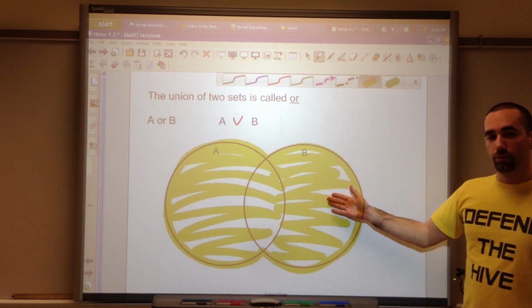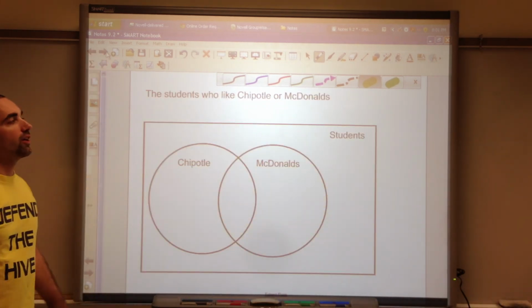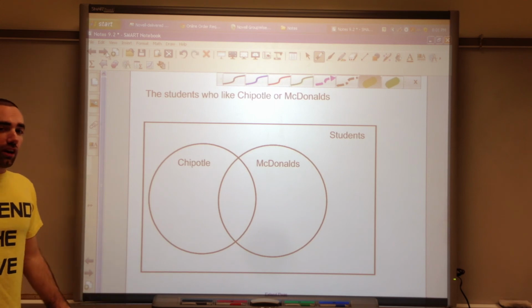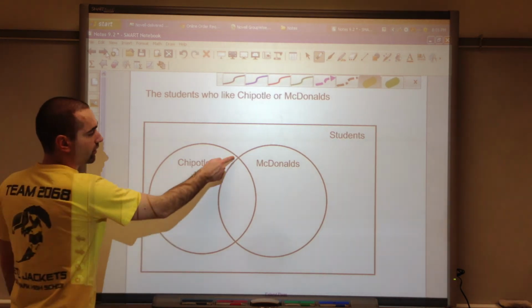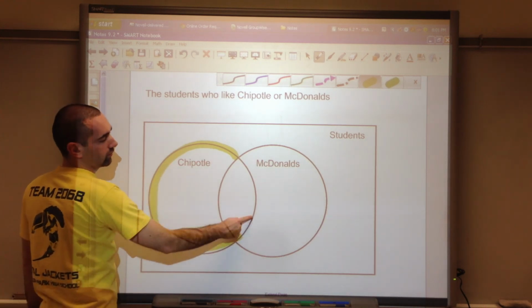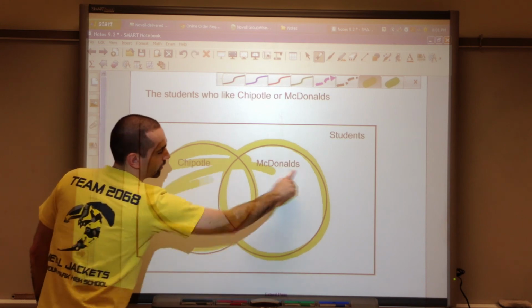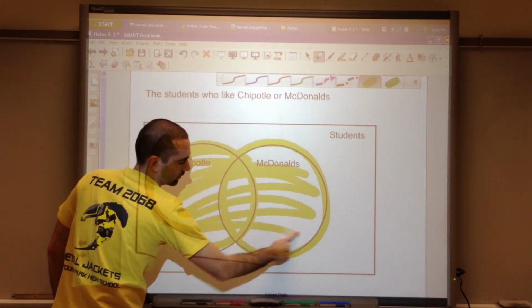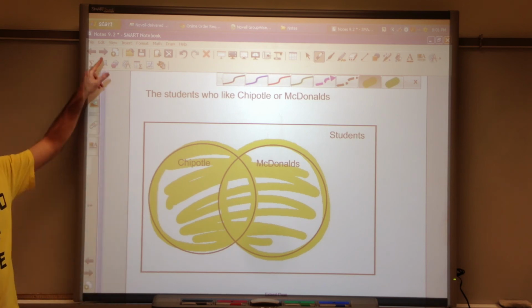You like A or B. Students like McDonald's or Chipotle. So it's all of the Chipotle circle and all of the McDonald's circle. So it's both. That's the union of the two circles.